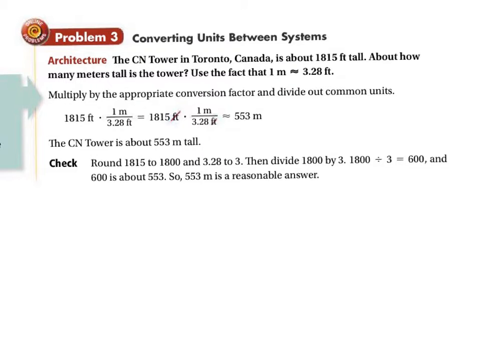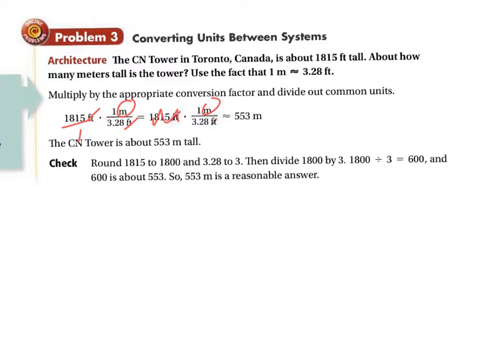Alrighty, so converting between systems. So here we're going to go feet to meters, right? So the CN Tower in Toronto, Canada is about 1,815 feet tall. But how many meters tall is the tower? Use this fact that 1 meter is 3.28 feet. And again, I always like to put over 1 here, so 1815 over 1, so that their fractions line up. And again, we're going to go feet down, meters up. That's what I'm shooting for, is meters.